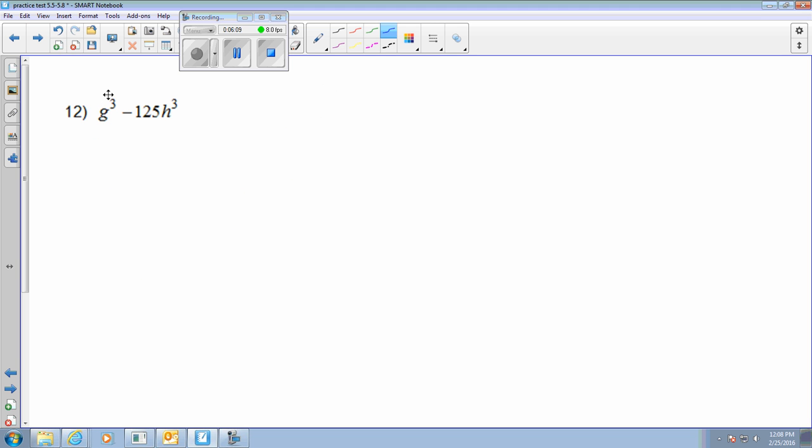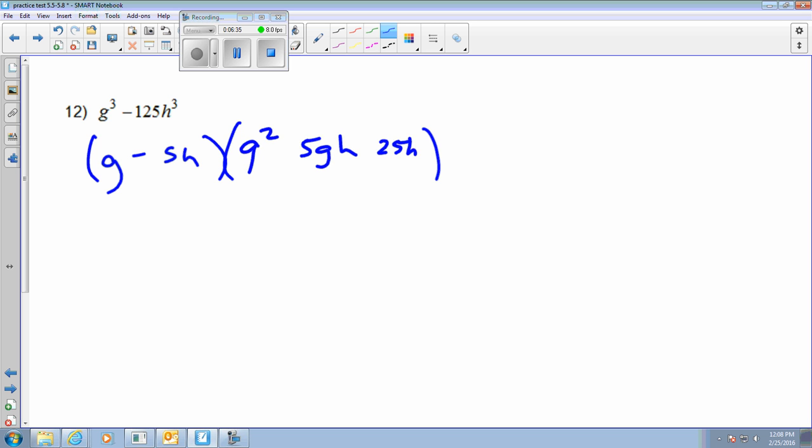I have another cubic. I can tell because there's a cube there and a cube there, and 125 is a perfect cube. So I'm going to rewrite that in binomial, trinomial. Cube root of my first term is g. Cube root of my last term is 5h. Sign stays the same. Square my first term, I get g squared. Multiply them together, I get 5gh. And then square my last term, I get 25h squared. Remember, we use SOAP to remind us of our signs. Same sign, opposite sign, and always positive sign.